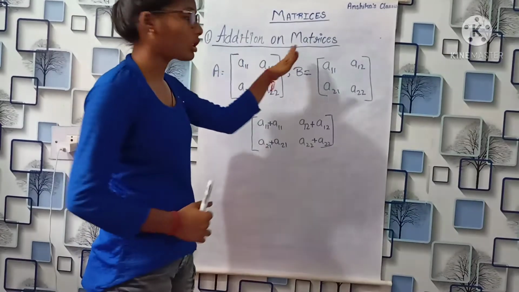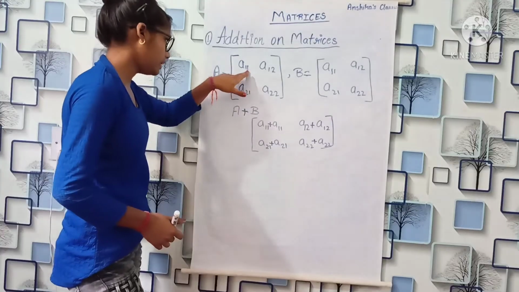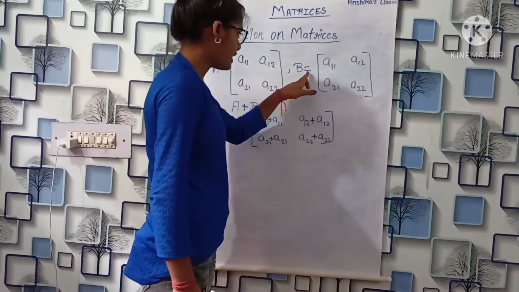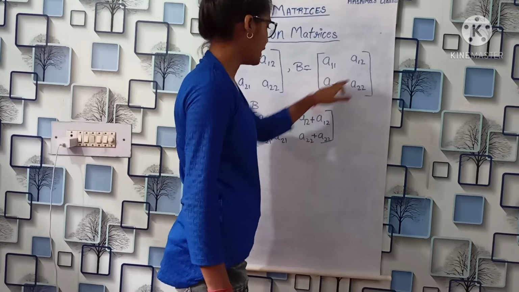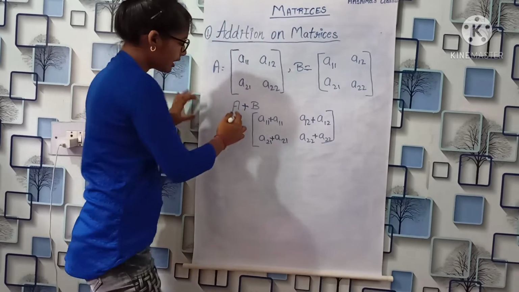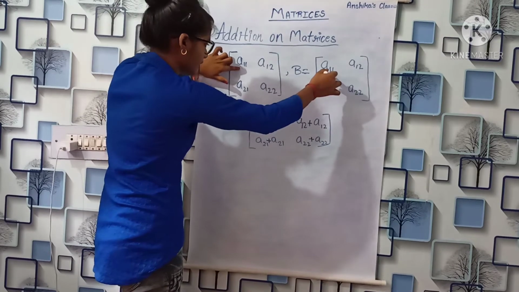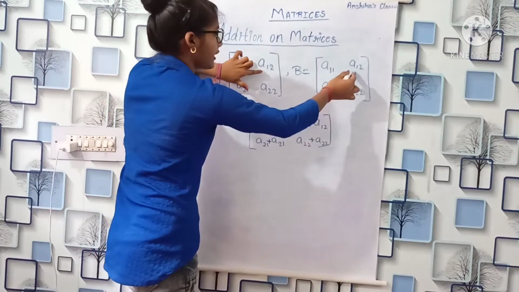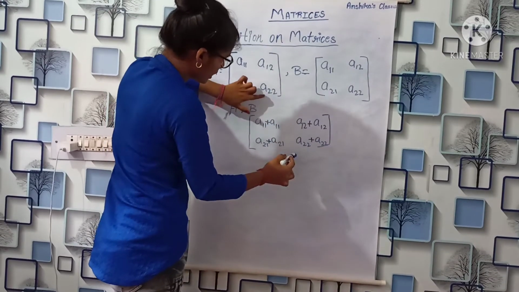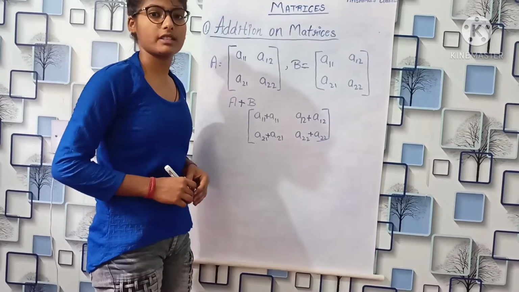So now let's talk about addition of matrices. If A is equal to [A11, A12; A21, A22], and B is equal to [A11, A12; A21, A22], then A plus B is [A11 plus A11, A12 plus A12; A21 plus A21, A22 plus A22]. This is the format of addition of matrices.